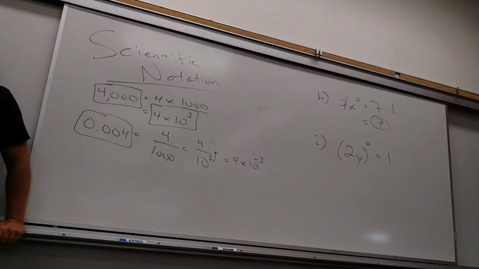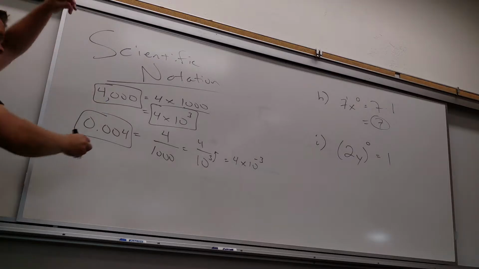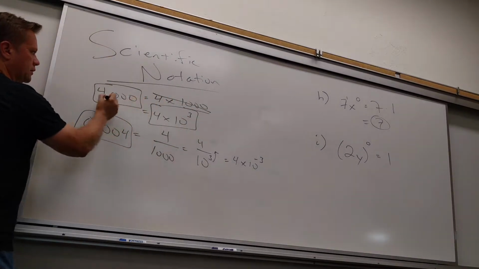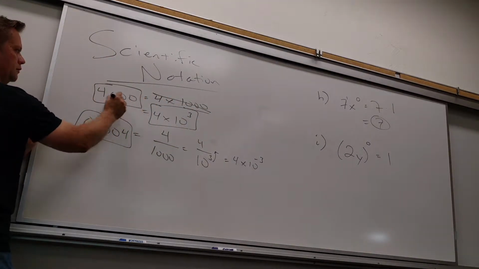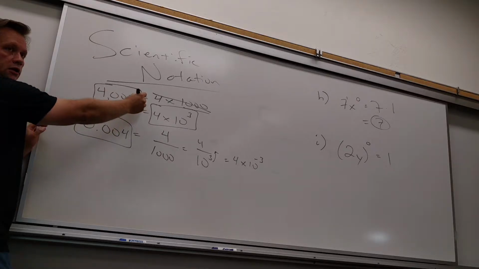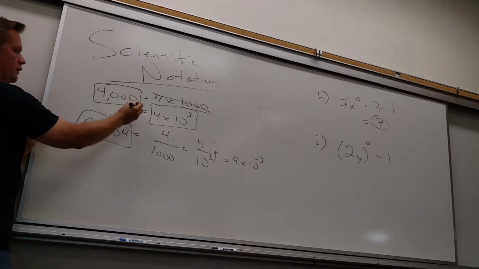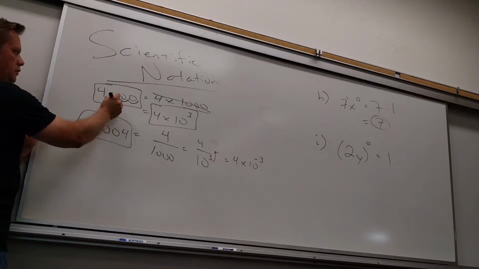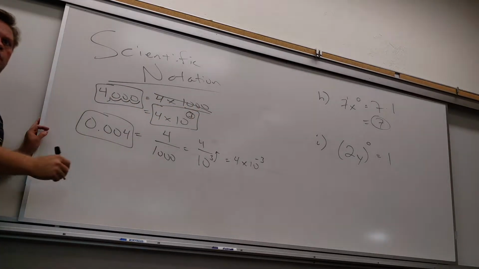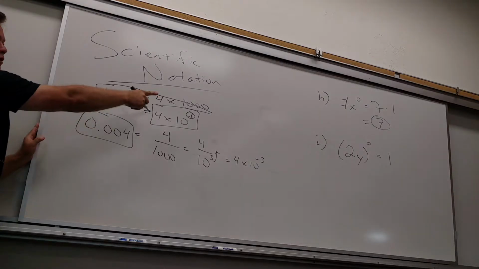Some of you guys that know scientific notation might be like, what the hell are you doing right now? I'm just showing you why it works. Now here's the shortcut. I don't have to do this. Where's the decimal currently? At the end here, right? And how many do I have to move it so I have a single digit in front of the decimal? 1, 2, 3. Right, and it's a big number, so it's positive.